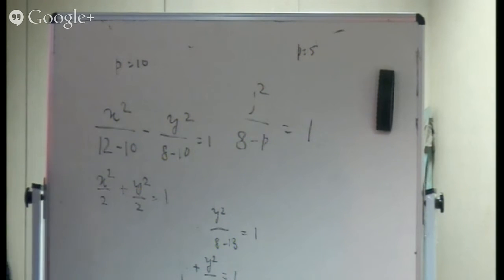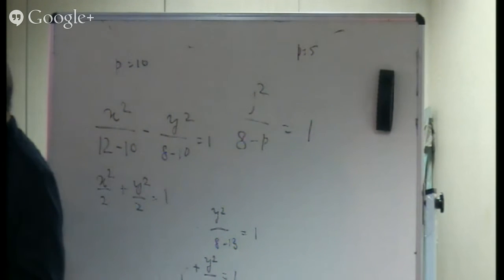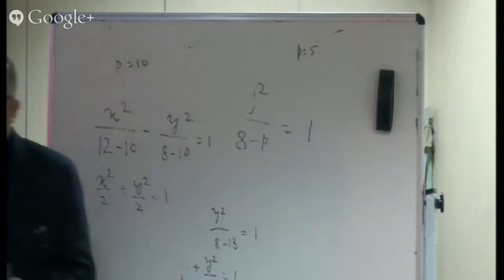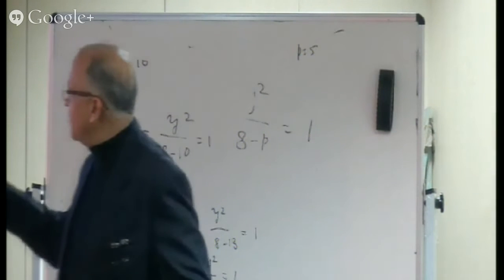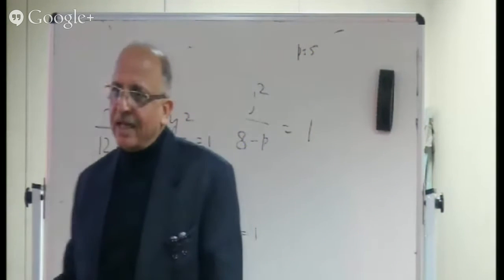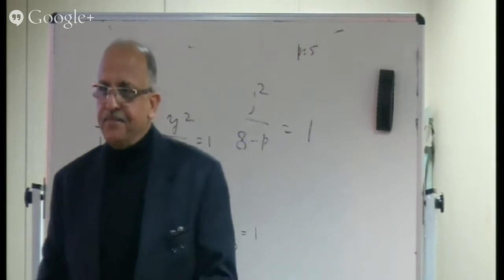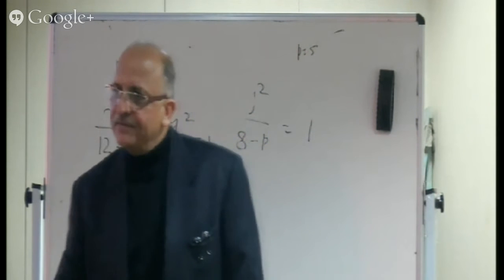What is this? This is a circle. So that means this choice is not correct. There is a typo. So the answer is P less than 8. B should be the correct answer. You can please verify.